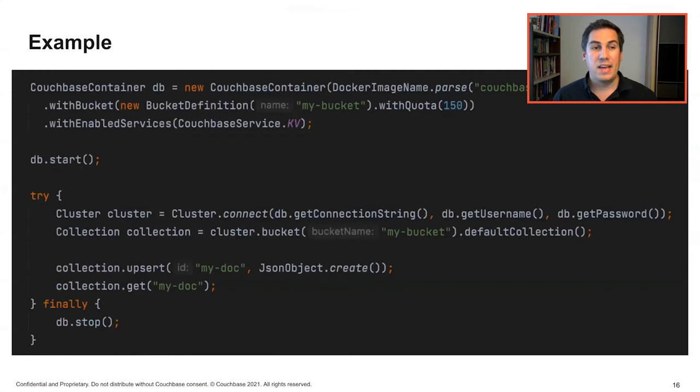So here is a quick example where you can see how we integrate, and this is not using JUnit, so this is basically using a raw version. This is why you see that db.start and db.stop at the end. In the demo, in a couple of minutes, you'll see how that makes it even better with JUnit.